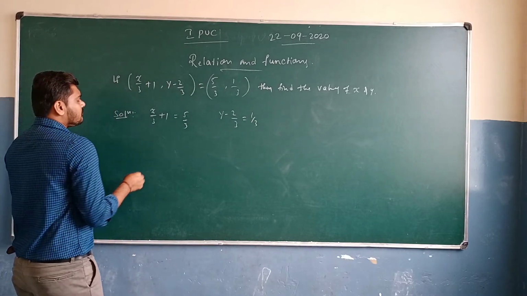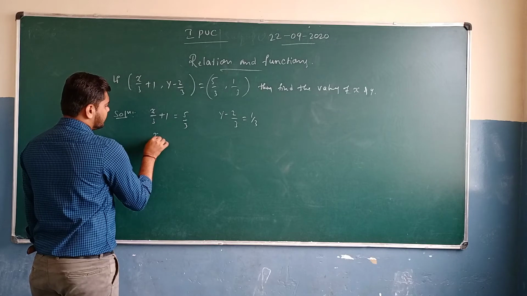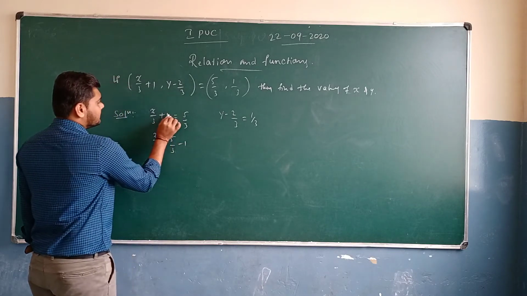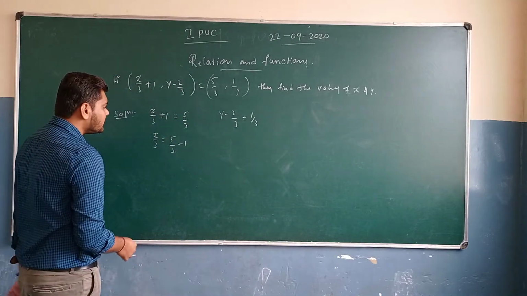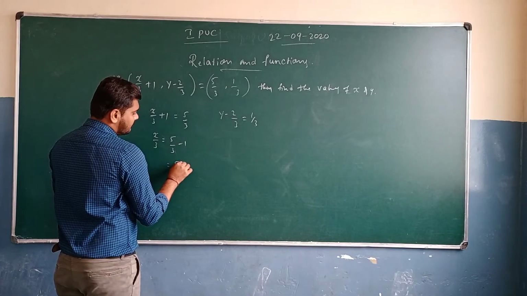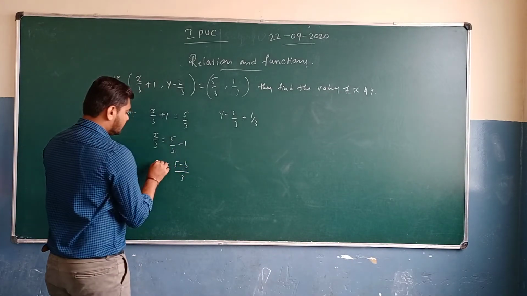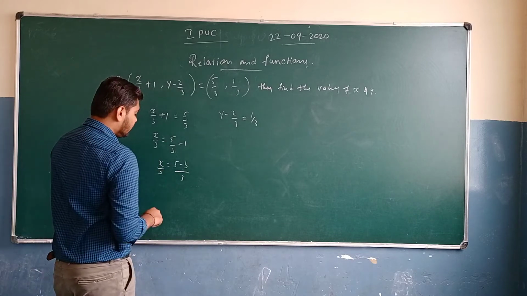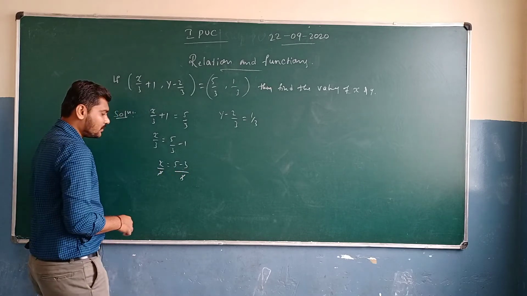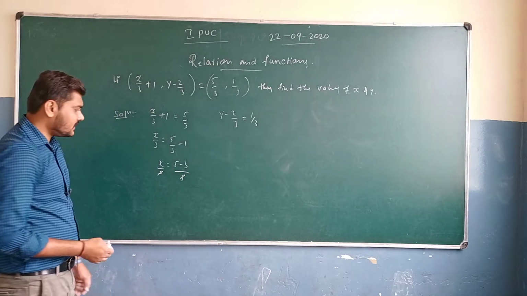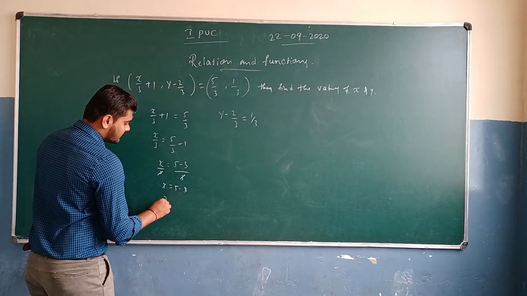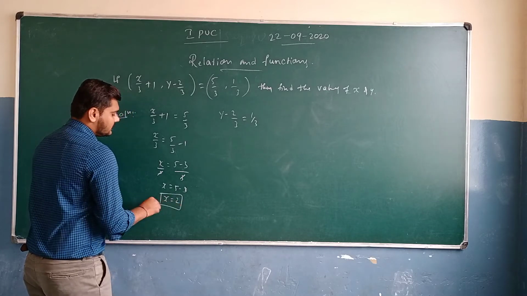So x/3 is equal to 5/3 minus 1, because I am going to shift this minus 1 to the RHS. So we need to take the LCM here. So 5/3 minus 1 is going to be (5 - 3)/3, which is x/3. The 3 and 3 are going to cancel from both sides, since they are in the denominator. So x is equal to 5 minus 3. What is the value of 5 minus 3? Then x is equal to 2. x is going to be 2.